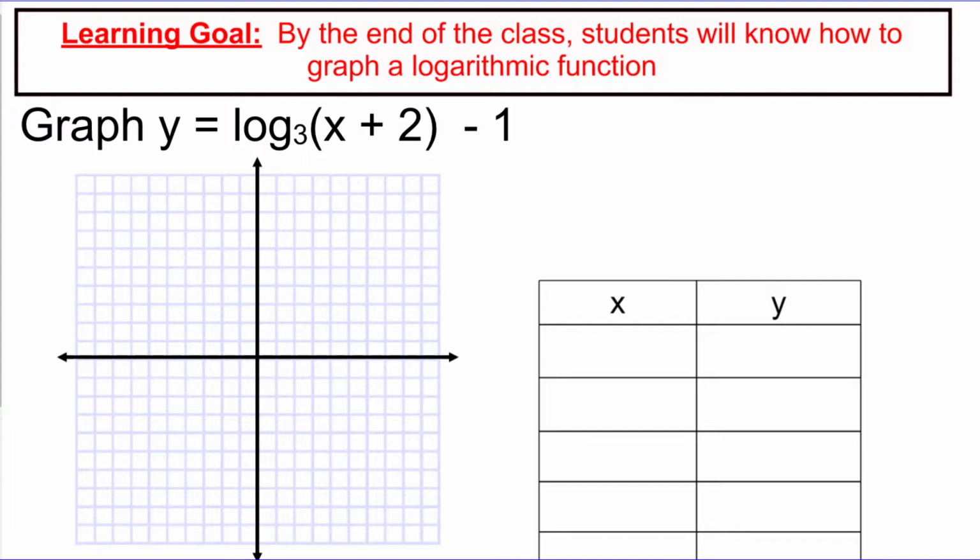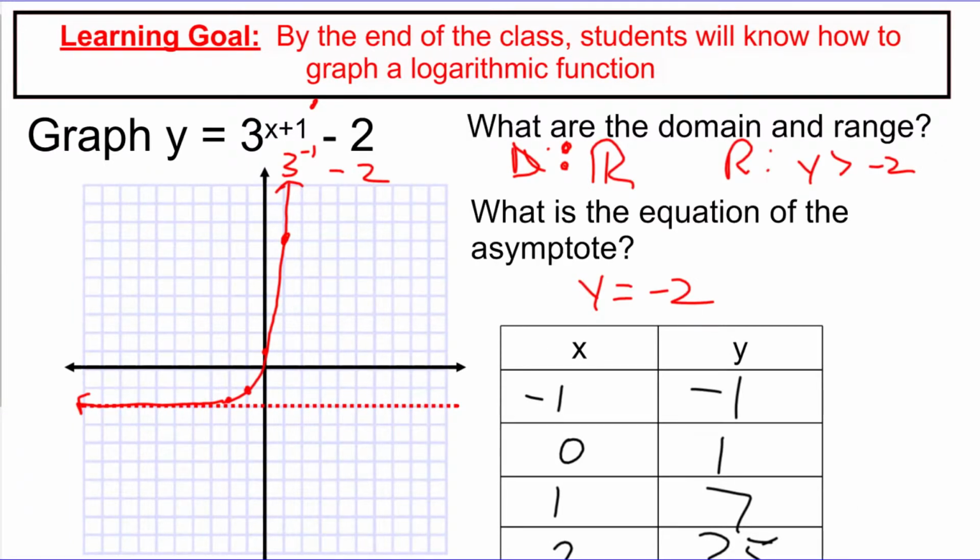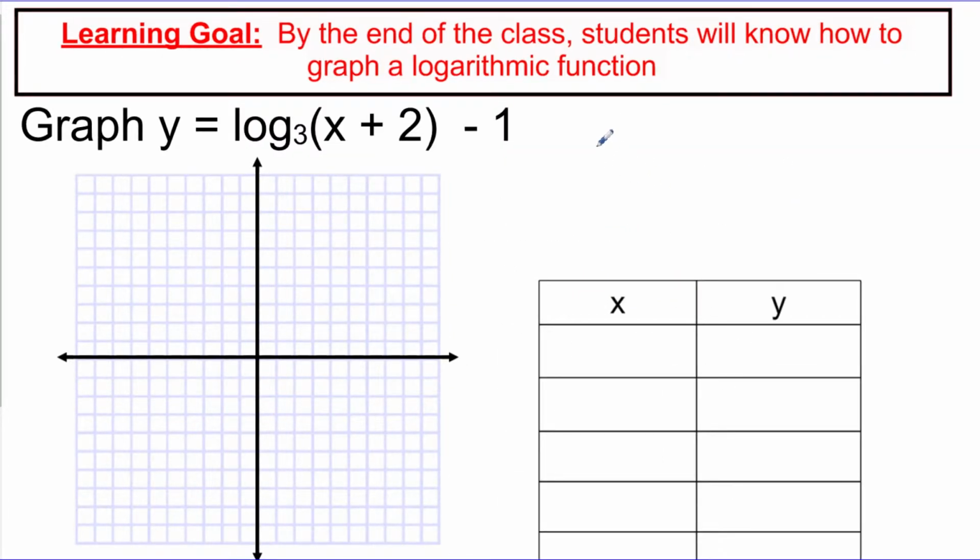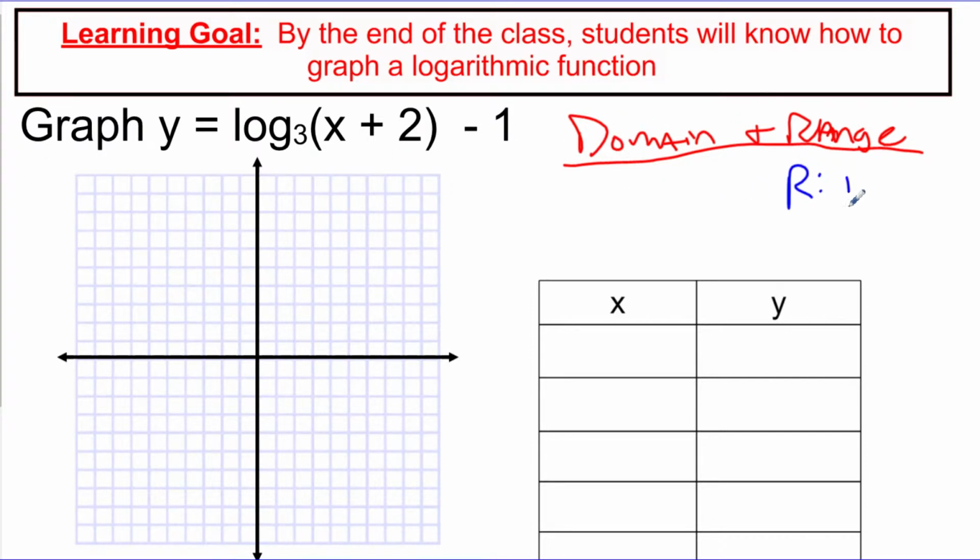So if I take a look at the questions that I asked, what are the domain and the range for an exponential? The domain was all real numbers. So when I come to my log function and I say what's the domain and range, for range, I'm going to say that now is all real numbers. Before, in the exponential version, it was the domain. So for the range, I'm going to say that's all real numbers, and the domain is going to have some kind of restriction on it.